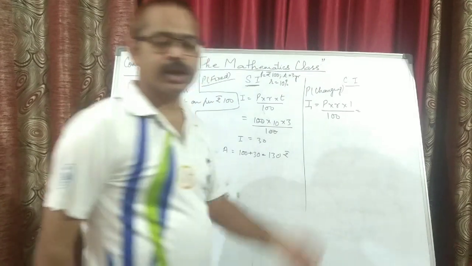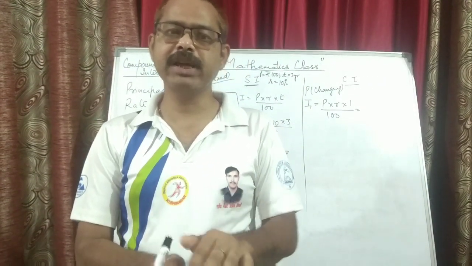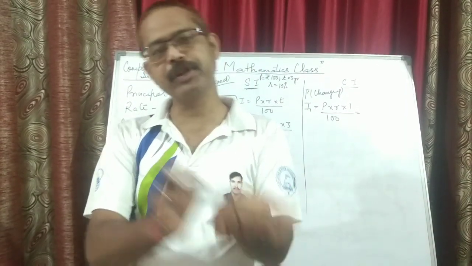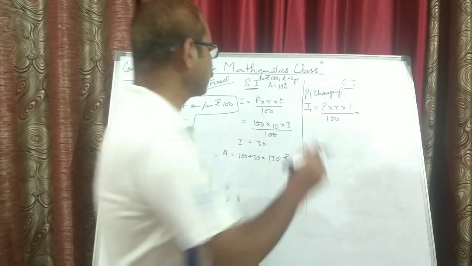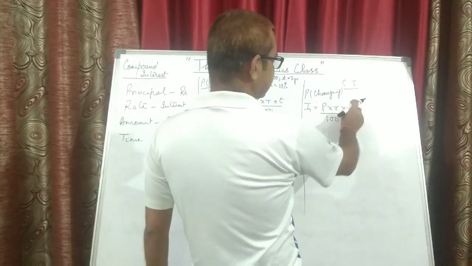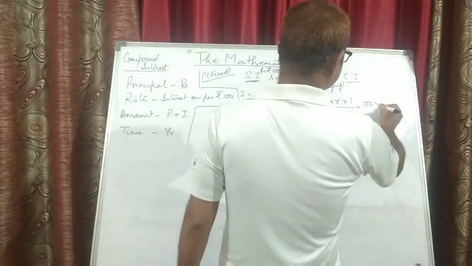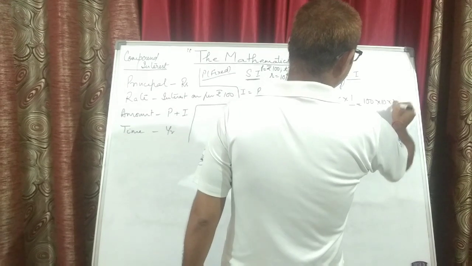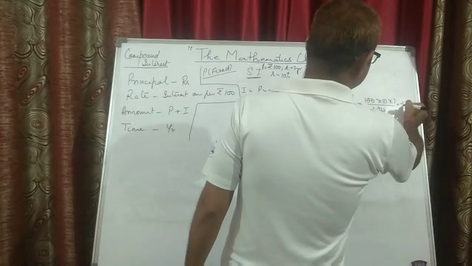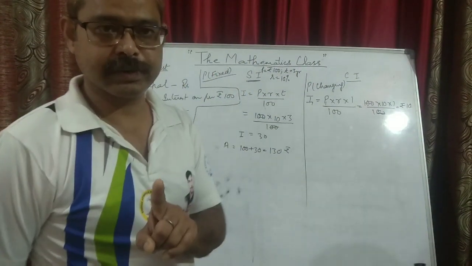Why 1 year? Because after 1 year whatever is the interest, that will be added to the principal and that final amount will become the principal for the second year. So I am taking P1 as the principal for the first year, rate will remain same, time is 1 year, upon 100. P1 is 100, rate is 10 into 1 upon 100, so this becomes rupees 10. This was the interest for the first year.